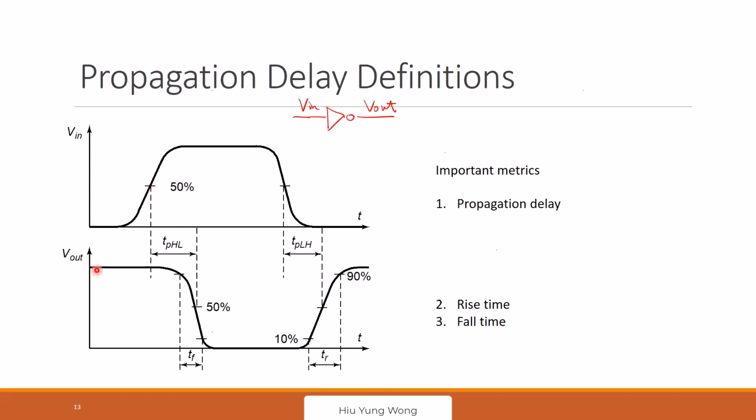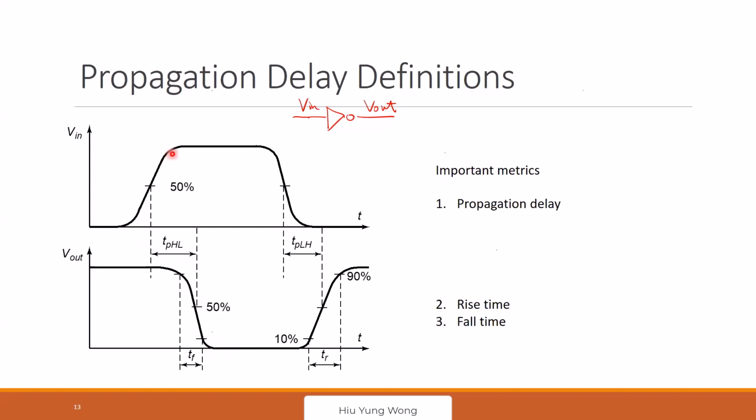So the output will start responding, and then it will start dropping. Even if you start responding, you cannot take that for credit. You cannot say I responded already. No, at least you need to finish 50% of the transition. And then the difference between them is the delay. We call it propagation delay, high to low, meaning the output goes from high to low.